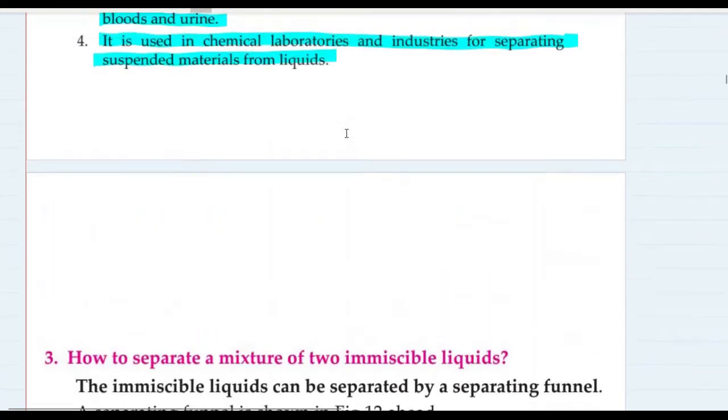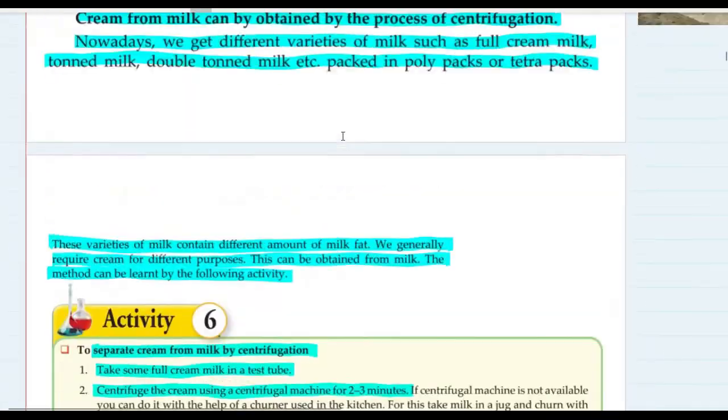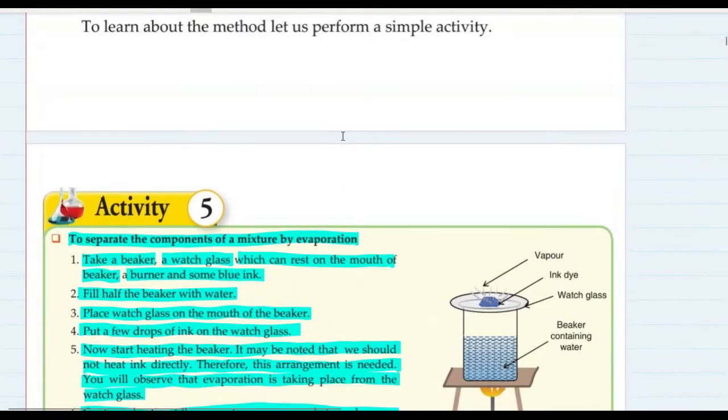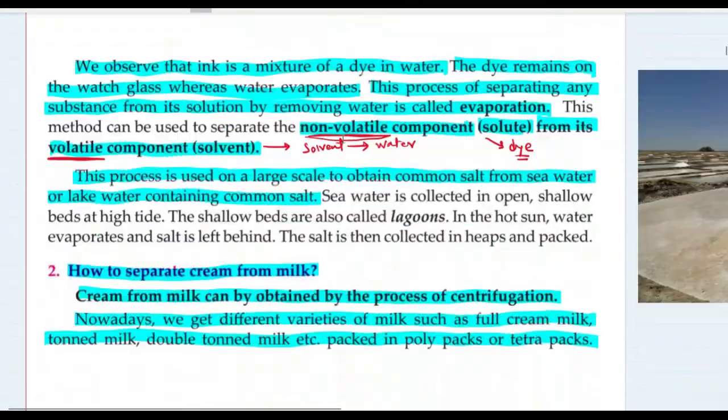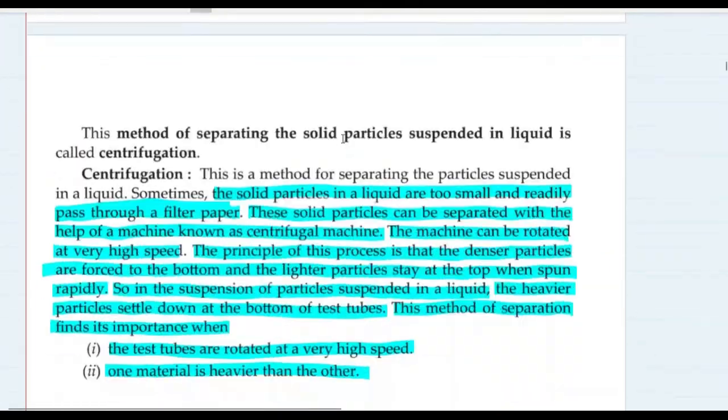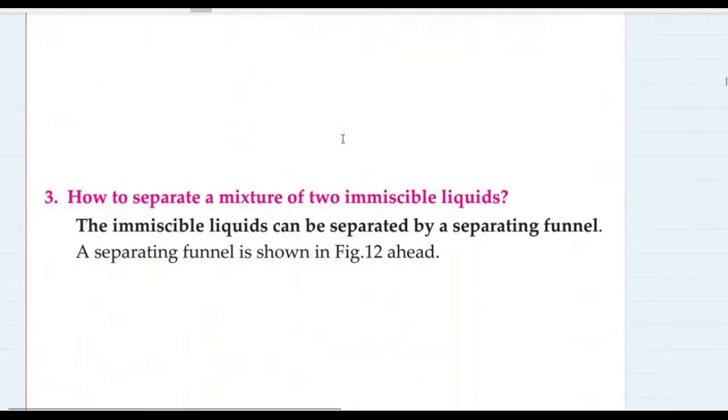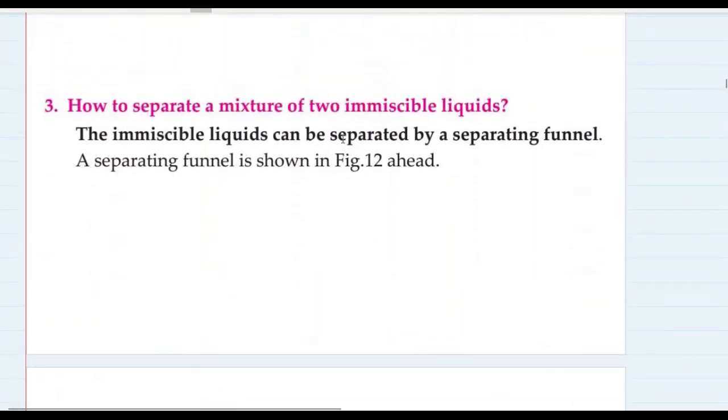Okay, so the first method which we discussed was evaporation. The second method which we discussed was centrifugation. The third method which we are going to discuss now is the method of separation of immiscible liquids. I already gave you the meaning of the word immiscible. What is immiscible?